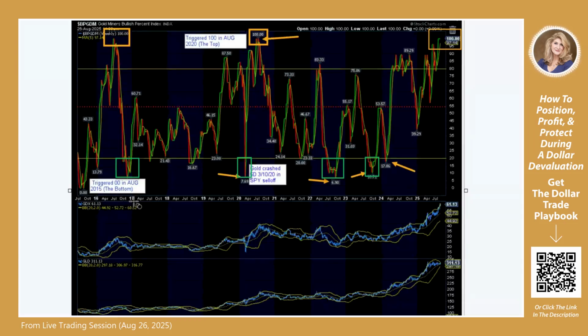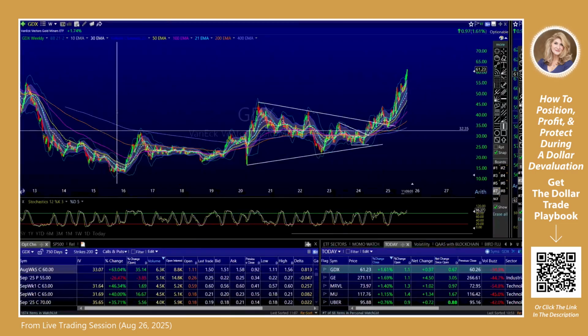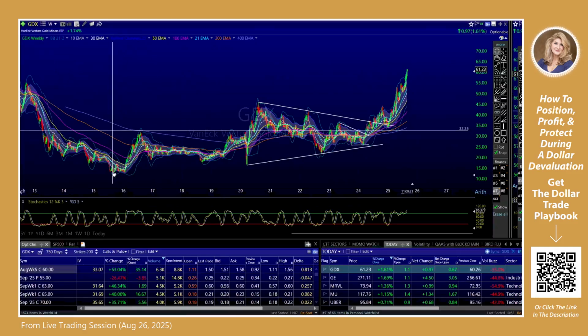Yeah, it triggered 0 in August of 2015. Look at GLD, just for giggles. My indicator, August of 2015, it triggered 0. Am I in the right neck of the woods? That's September. Let's go a little bit here. That's it. It just can't go below that. So it's more of a trend reversal and at extremes, too high, too low.